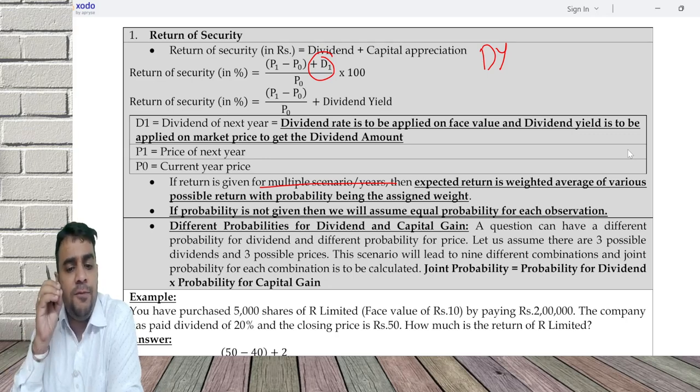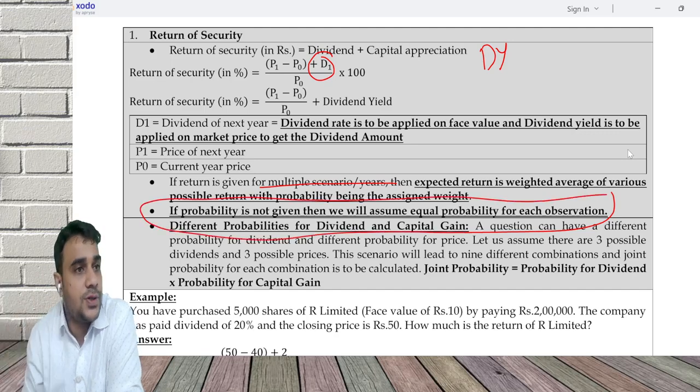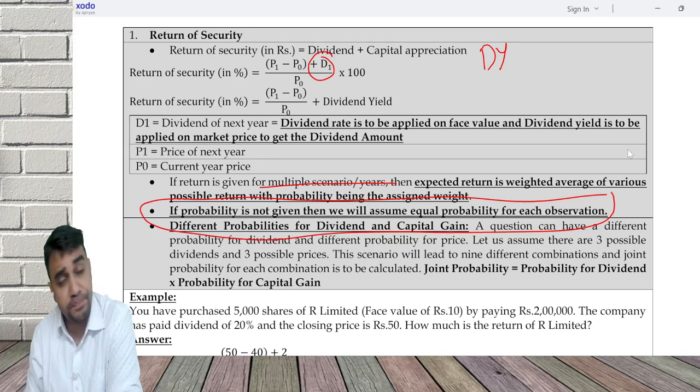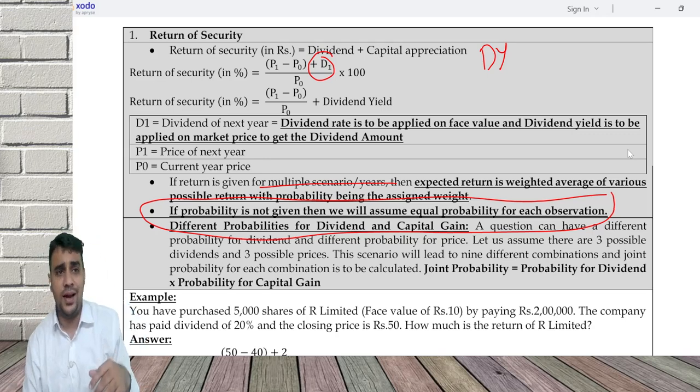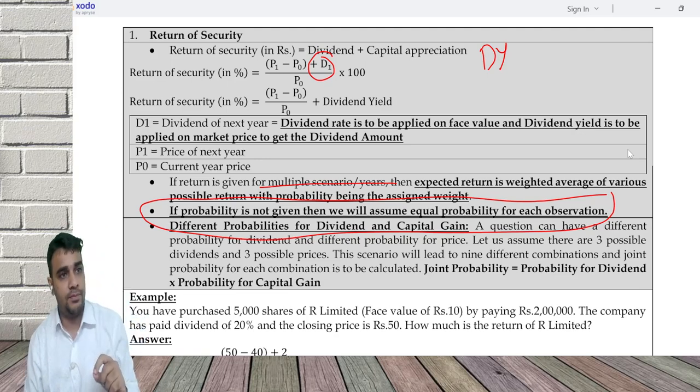As such, even if probability is not given, we will assume equal probability. Now the question can go ahead and say that the price can be 100, 150, 200. The dividend can be 20, 10, 15. 3 different options they are giving. And they are giving probability for everything.